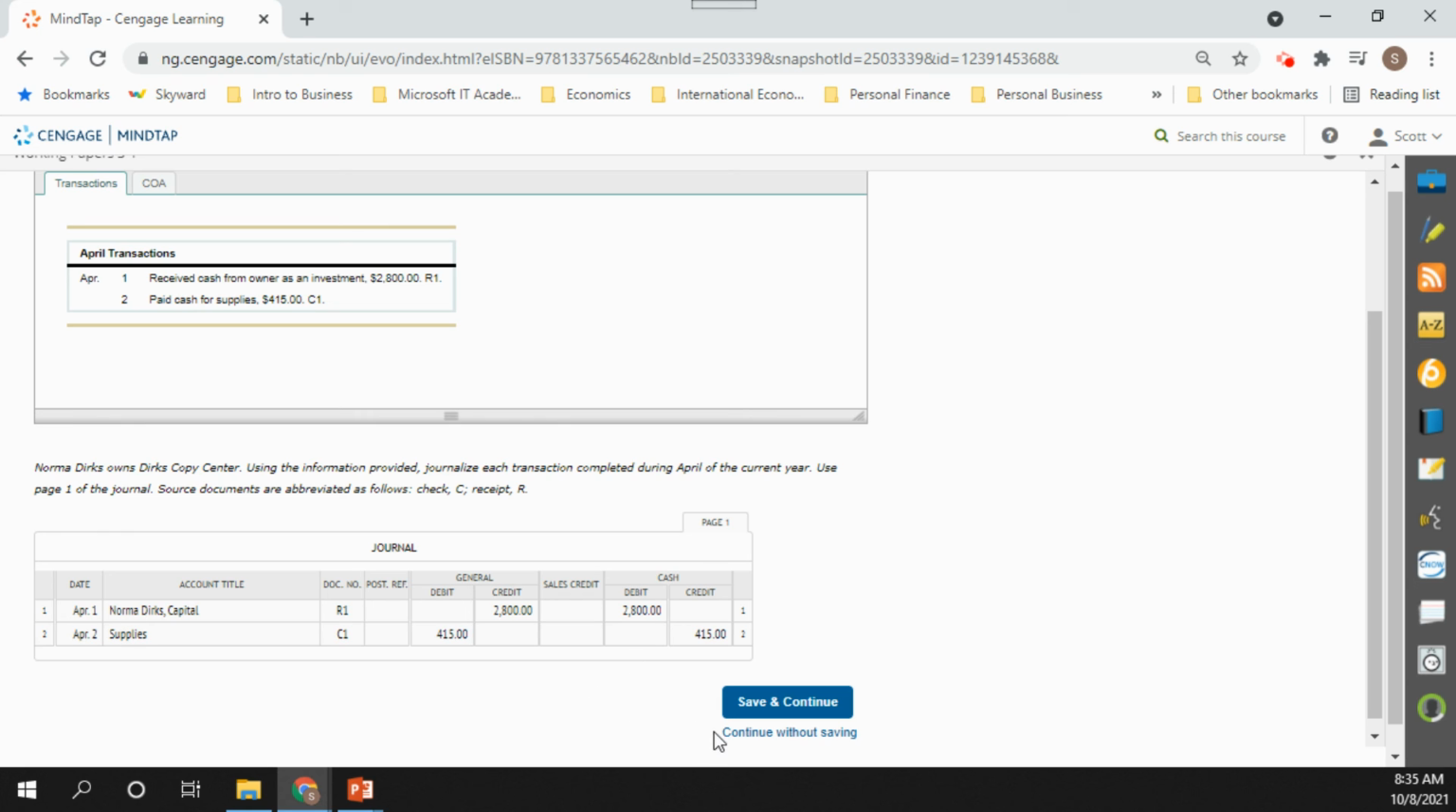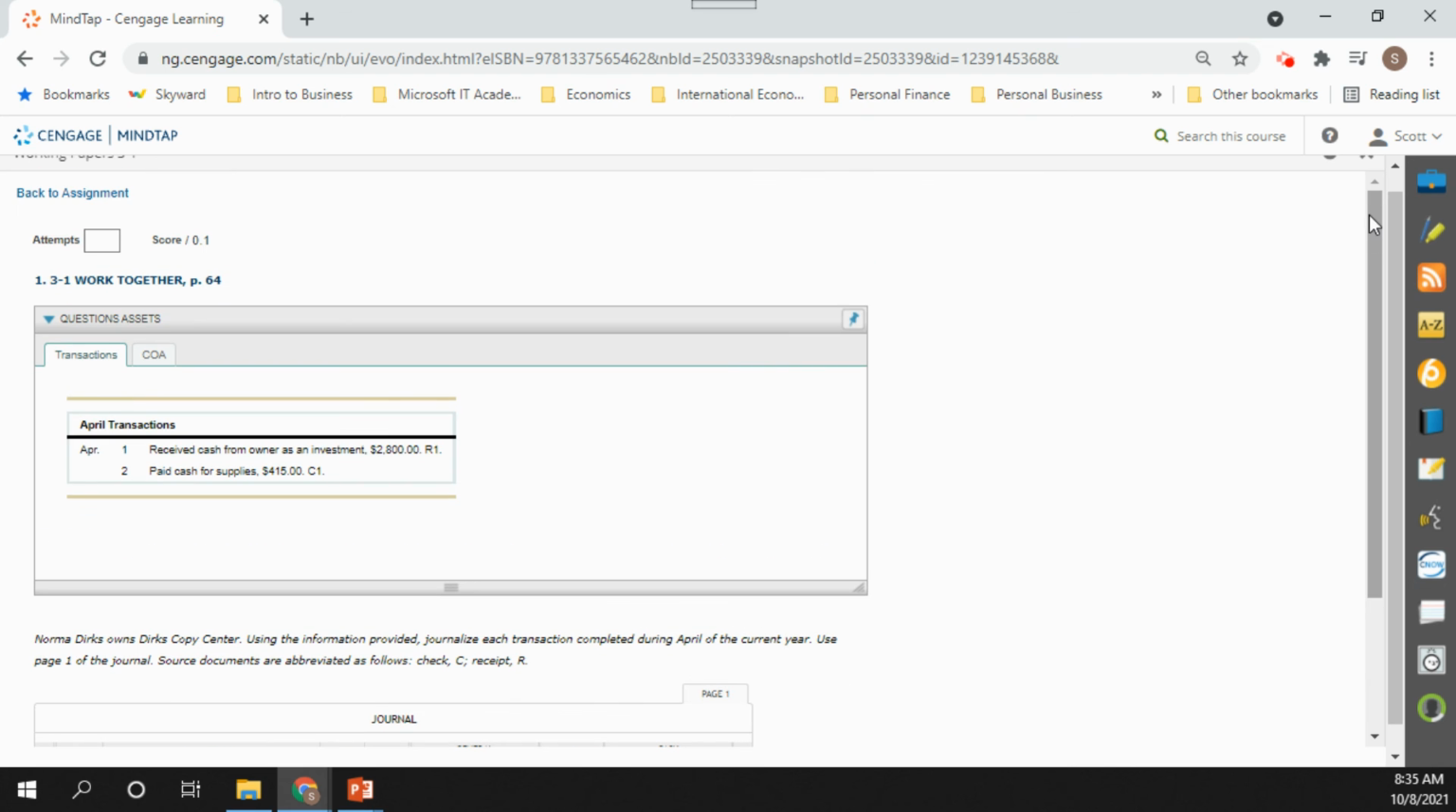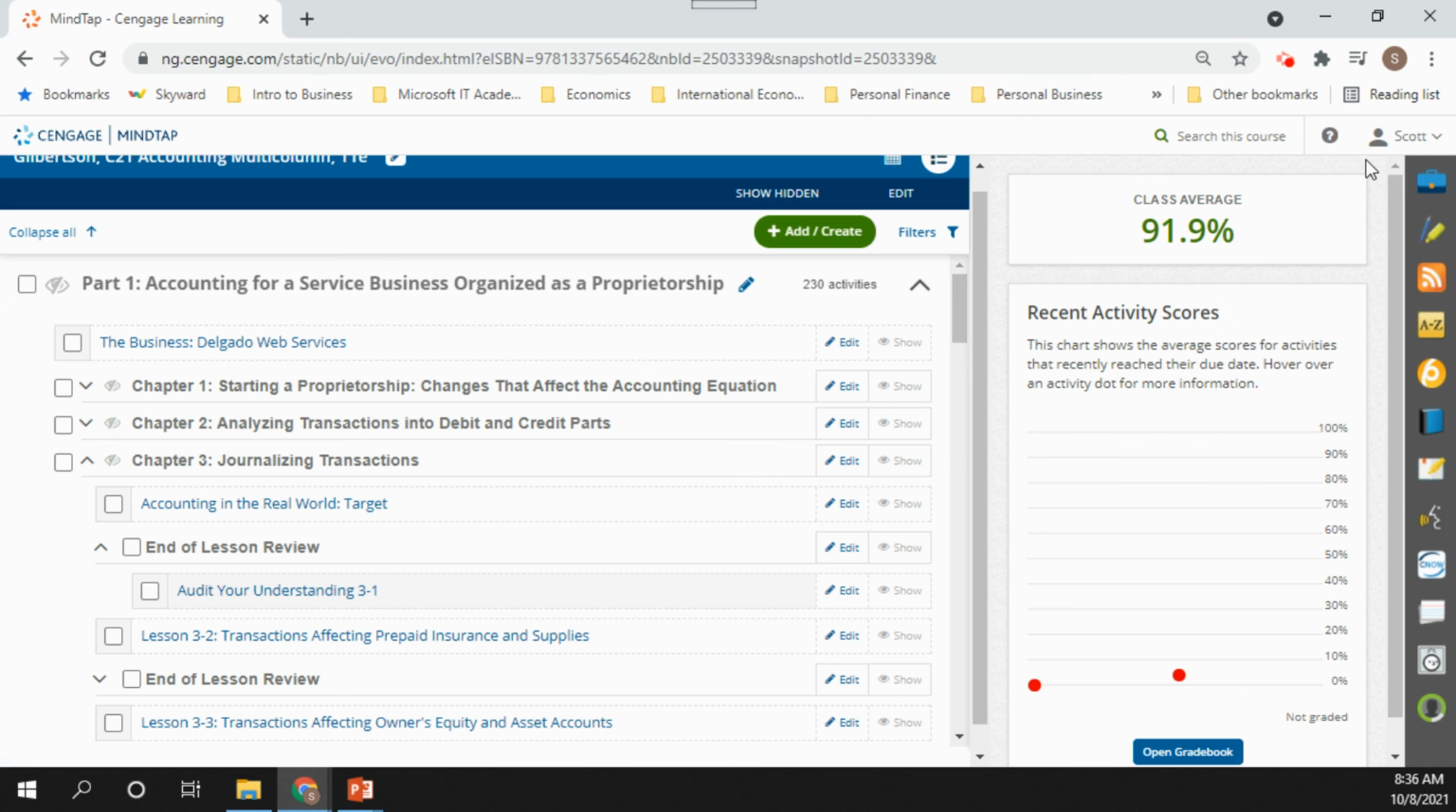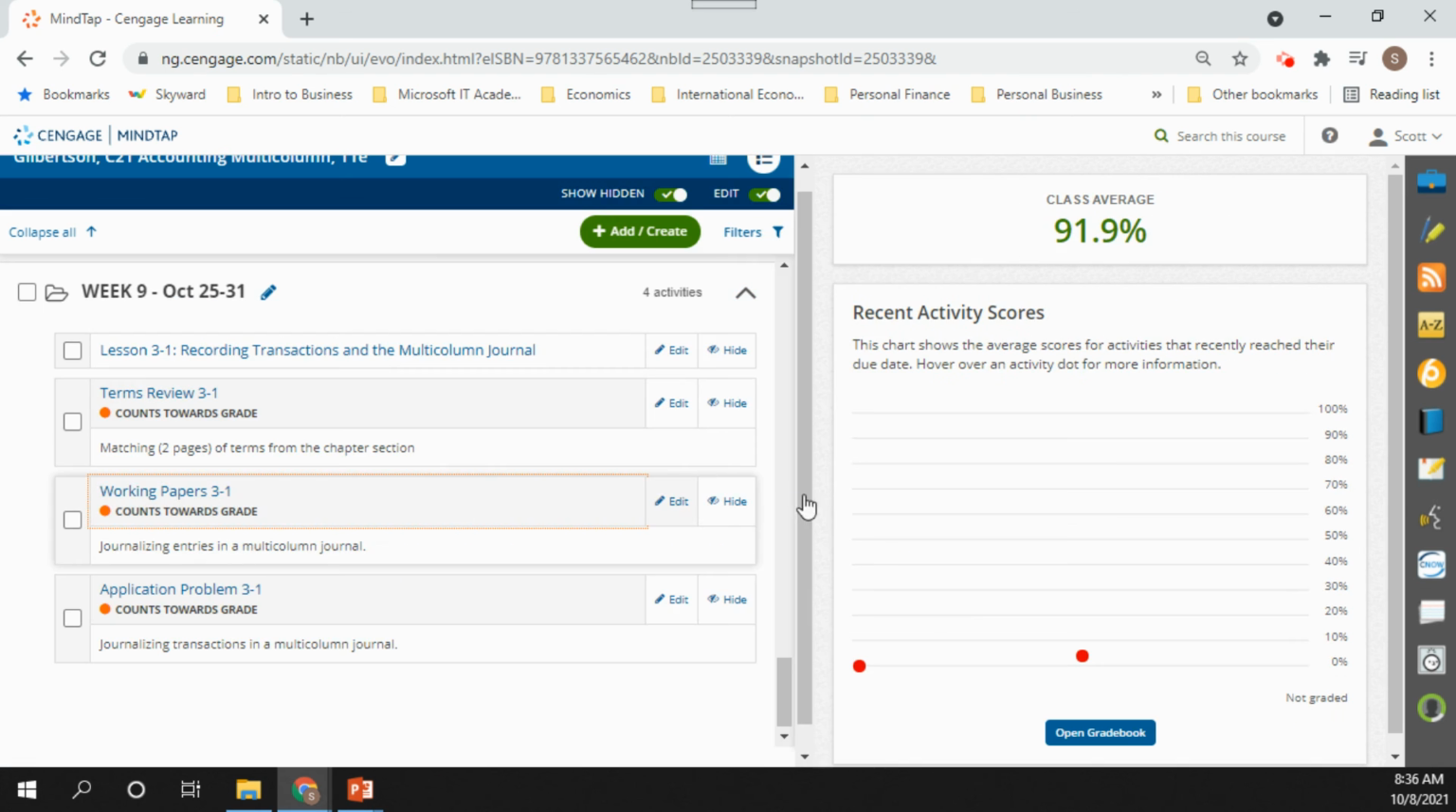All right. And now I'm going to close out of this. Now you are going to go to the working papers and finish the on-your-own piece of that, which is going to be fairly brief. The application problem, which is journalizing 3 problems, very similarly, very brief. And your terms review, which is 2 pages. And again, you can go back and look at the textbook and review that.